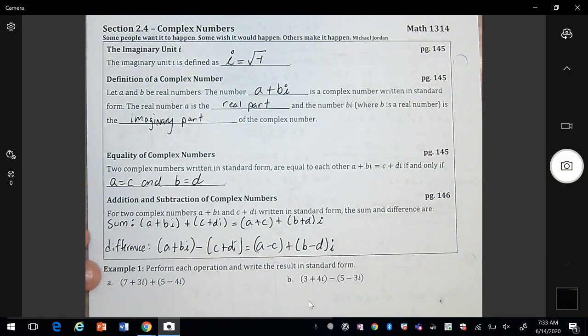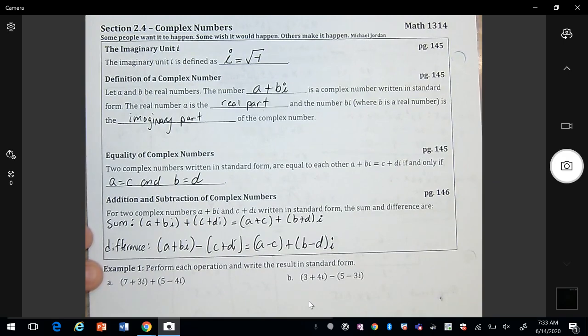Section 2.4, complex numbers. Some people want it to happen. Some wish it would happen. Others make it happen. Michael Jordan.